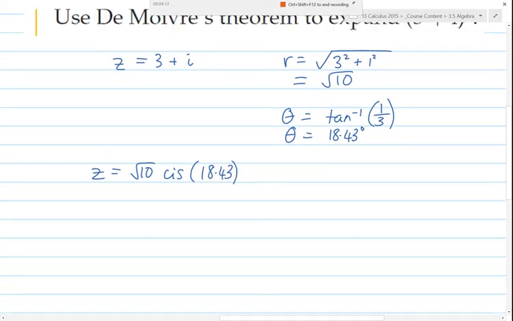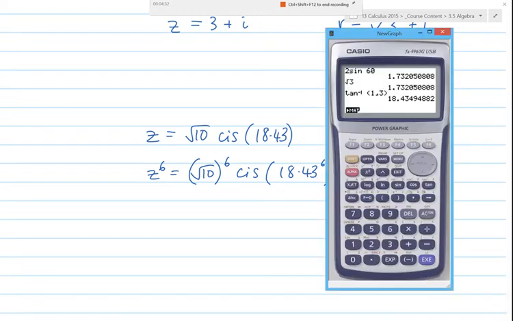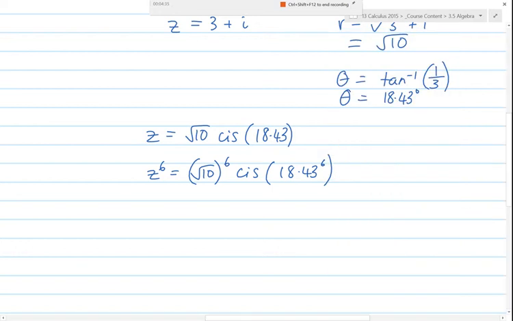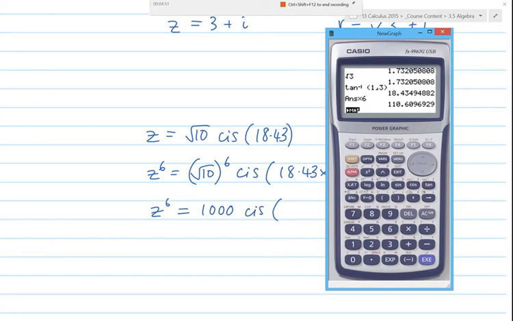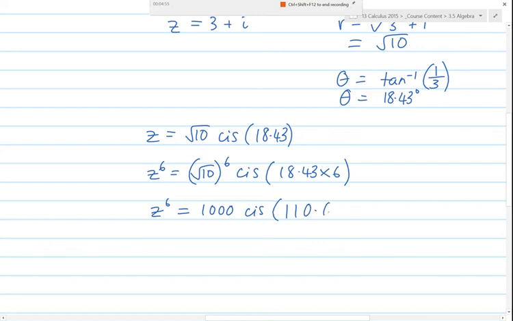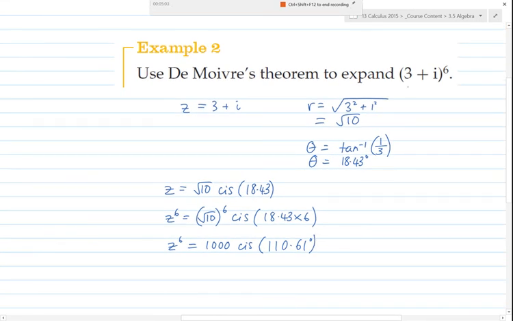So in polar form we could write this as root 10 cis 18.43. And in this question it's to the power of 6, so what we're really doing is finding z to the power of 6, and so that's going to be root 10 to the power of 6 times cis 18.43 times 6. So root 10 to the power of 6 is just 10 to the power of 3, so that's going to be 1000. So z to the 6 is going to be 1000, and that shouldn't be to the power of 6 there, that should be times 6, and we'll do that in our calculator. So times 6 equals 110.61 degrees. Now if we look at the question again, it's asked us to expand this, so really we ought to put it back into rectangular form.